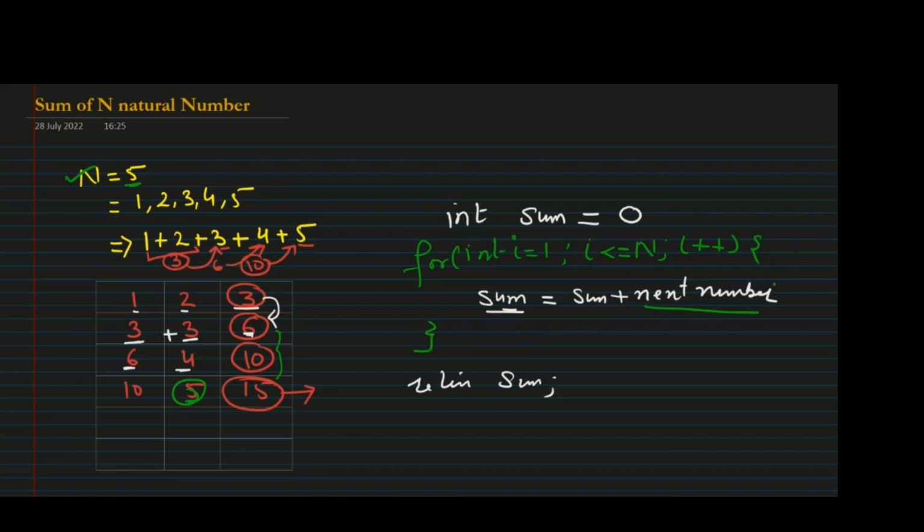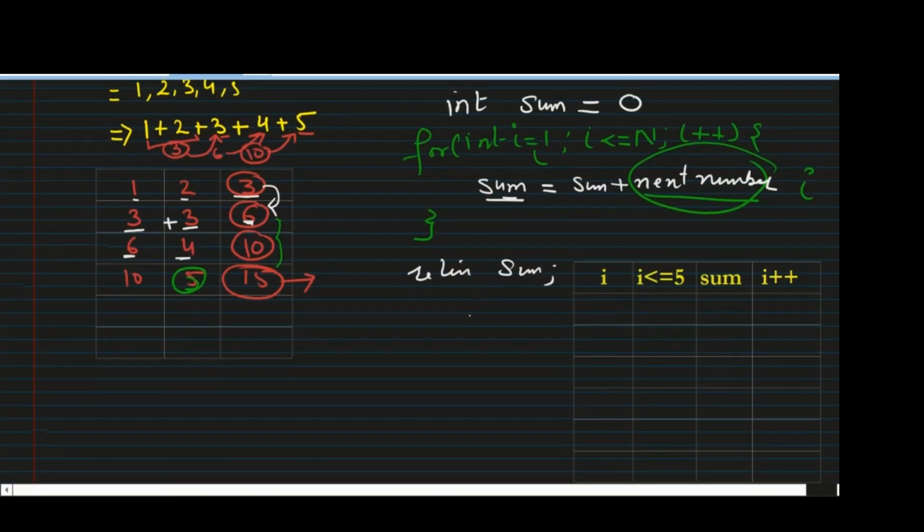Now over here, what is this next? Next is our i. So let's replace this next with i here, because we are increasing the number one by one, and finally we keep adding those numbers. So let's do a quick dry run of how this will work behind the scenes. Let's take the original step first.